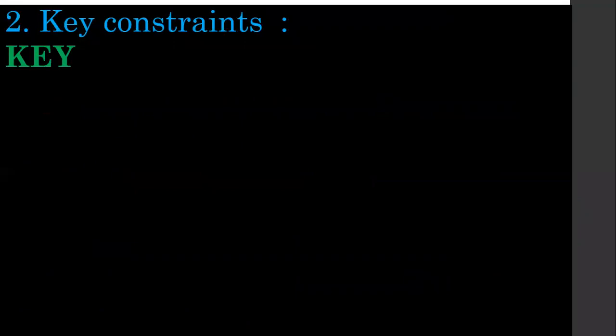To understand the key constraints, here we need to learn some very basic, most important concepts. The first is the key. What do I mean by key? Why do we need a key in a database? Here I will take an example.